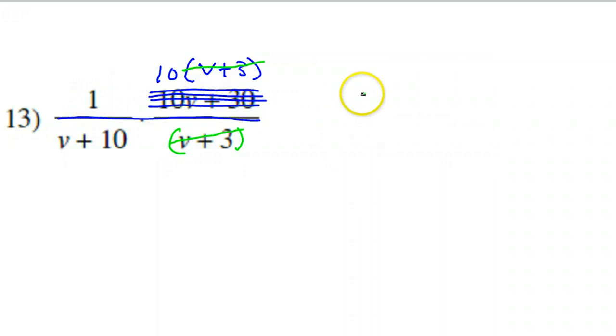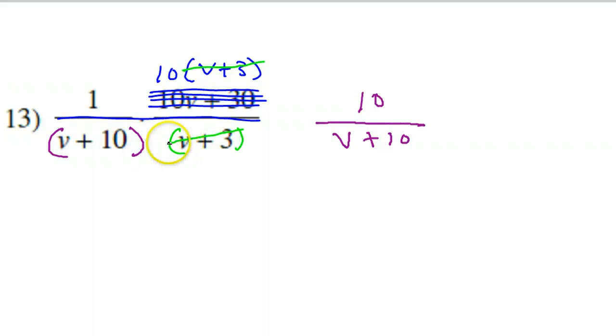1 times 10 is 10. So in the numerator, I have 10. In the denominator, I have v plus 10. Can I cancel out these 10s? No. You can only cancel out things that are connected by multiplication. Like down here, this was multiplication, so I could cancel it out. But you cannot cancel out something that is connected by addition or subtraction. So this is the final answer for number 13.